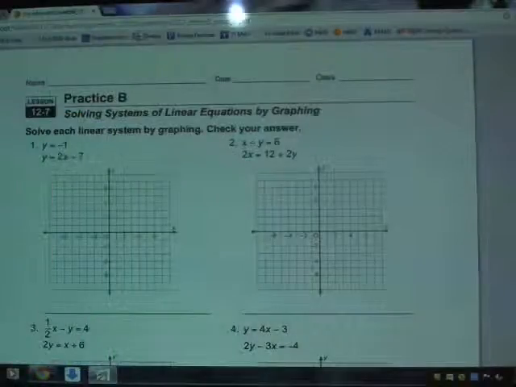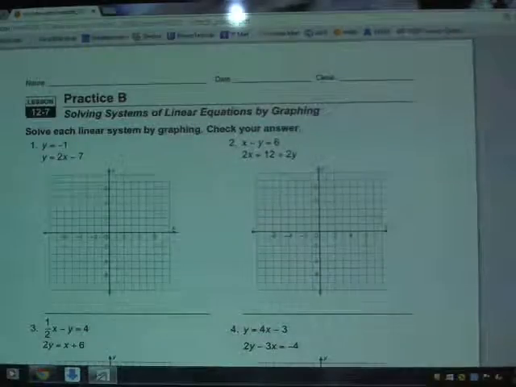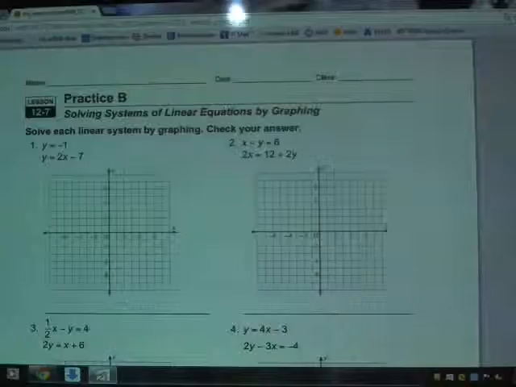Remember, when we're talking about solving the system, what we're doing is we're graphing each equation, and then when we graph both equations, we're going to find the point at which the two graphs intersect. Because the point at which the two graphs intersect is the one point that I can plug in for both equations and make the left side equal the right side.